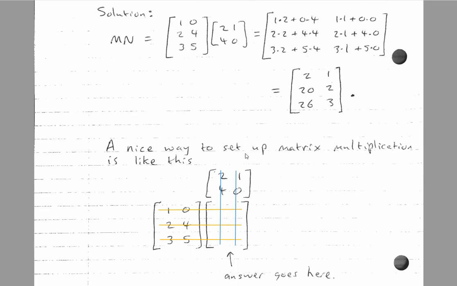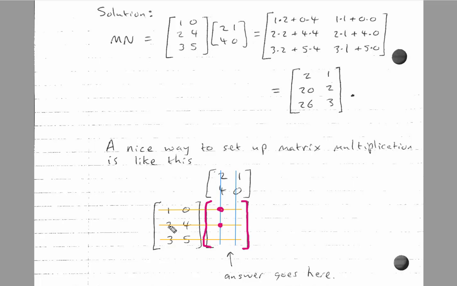Yeah, that's a nice way to set this up so you can keep track of what goes where. So if you write the first matrix as usual, but for the second matrix, instead of writing it here, move it up here. Now the answer is going to go here. And you're kind of lining up so you can see that it's going to be this row times this column to give the number that goes here. So 1 times 2 plus 0 times 4.